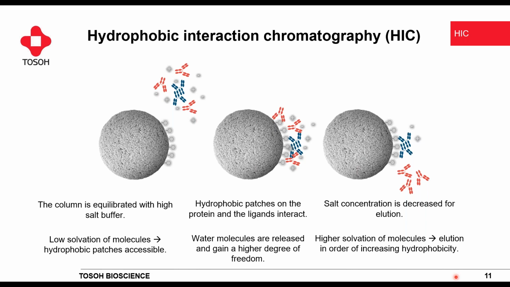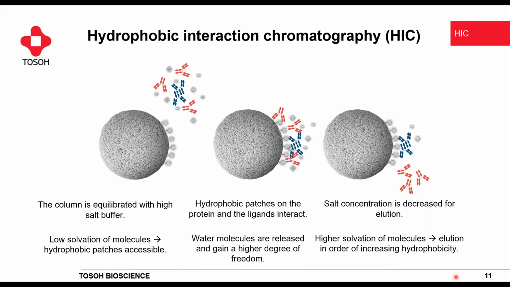First, the columns are equilibrated with a high salt buffer, and therefore we have a low solvation of the molecules and the hydrophobic patches are accessible. The hydrophobic patches of the protein and the ligands on the surface then interact, and because of this, water molecules are released and can gain a higher degree of freedom.